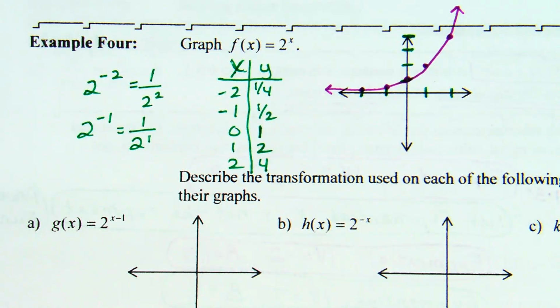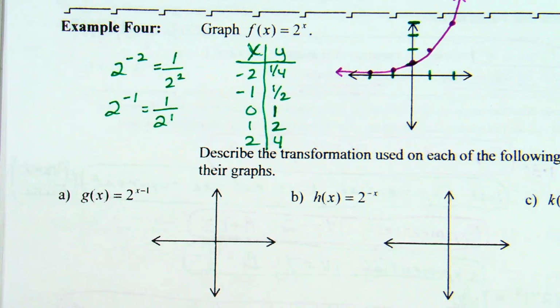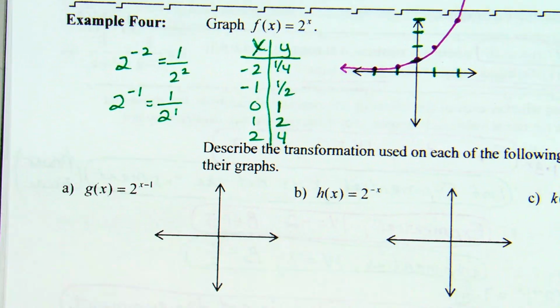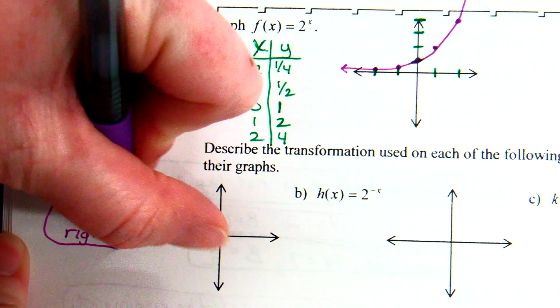Describe the transformation used on each of the following functions, sketching their graphs. Okay. Left, right, up, down, reflect, stretch, shrink. Remember those options? So what do you know about 2 raised to the x minus 1? Right one. When the number is with the x, so since it's with the x, it's left or right, opposite the sign. So this is a translate, if I use a good vocabulary word there. Translate right one.